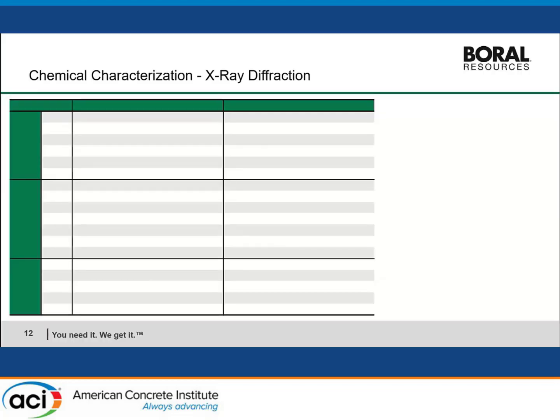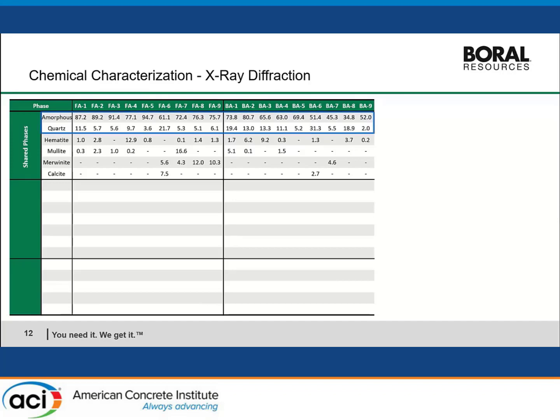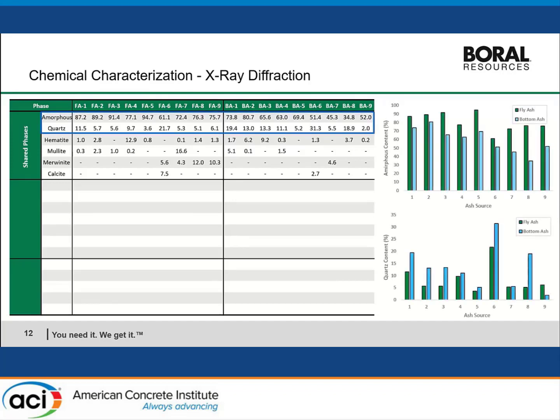Next up in terms of characterization is chemical characterization. So we're going to look at the crystal information as discovered by X-ray diffraction. This first set of data, which is far too much data to put up on the screen at once, and don't worry, I'm going to boil it down a little bit, shows the phases that are shared by both the bottom ash and the fly ash. The main takeaway from this part of the information is the amorphous content and the quartz content. Doug Hooten this morning discussed how bottom ash typically has a lower amorphous content than fly ash, which our data also shows.